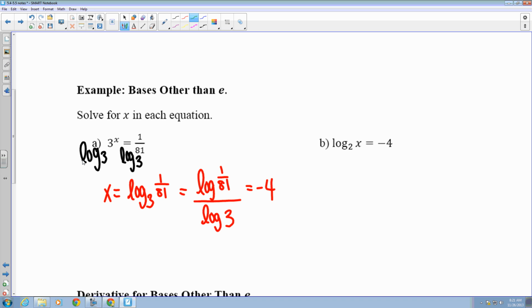On b, it's actually the opposite. We're going to exponentiate both sides to the base 2. So 2 to the log base 2 cancels, and we have x equals 2 to the negative 4th, which is 1/16.